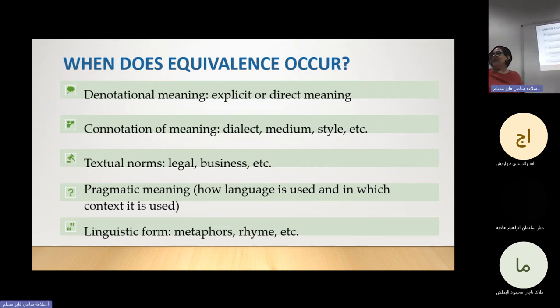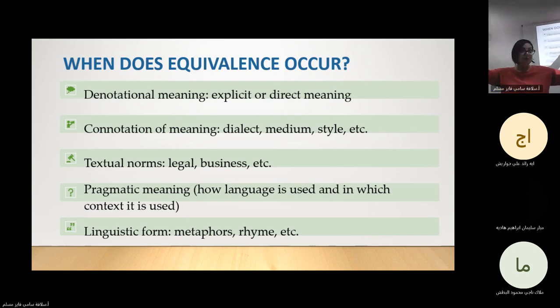Last slide, I promise. So, when does equivalence occur? What is equivalence, first of all? What's equivalence? أخذتوها من أول course في الترجمة. What is equivalence? اللي هي الكلمة ومقابلها في اللغة الثانية. This is equivalence. Okay, you have the word and its equivalence in the other language.